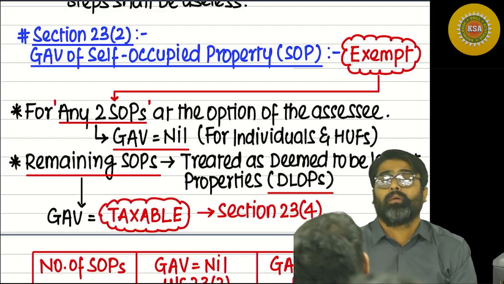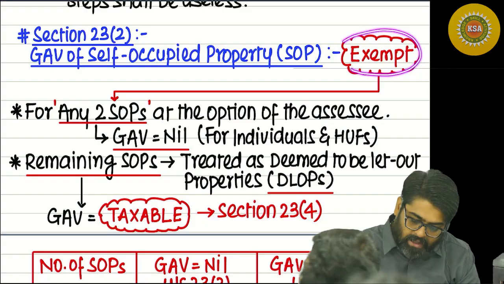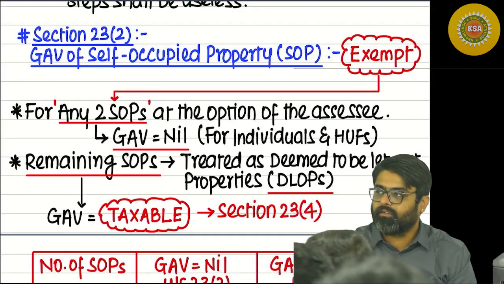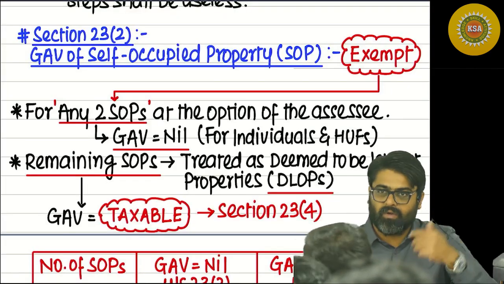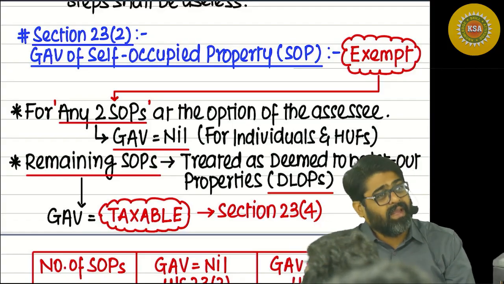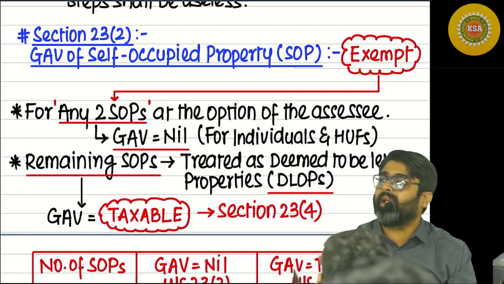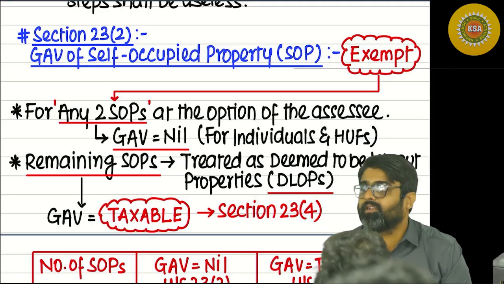Out of those SOPs, for any 2 SOPs, you can claim the exemption available under the section. Take the GAV as nil. Take the GAV as, meaning municipal value, fair rent, standard rent, etc., for this property will be of any use or of no use. Ignore these amounts, because even if you take these amounts and calculate the annual value, at the end of the day, the annual value has to be taken as nil. So why are you considering these amounts? Ignore all these amounts. Yes or no?